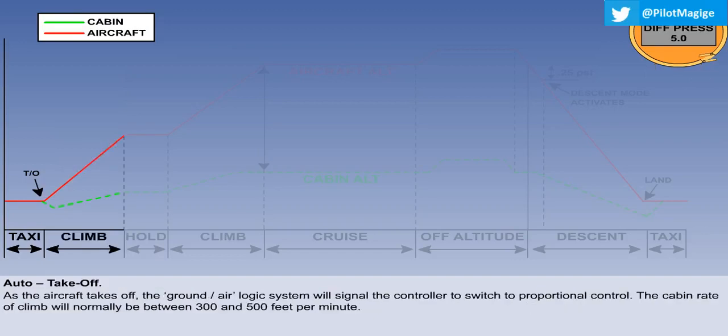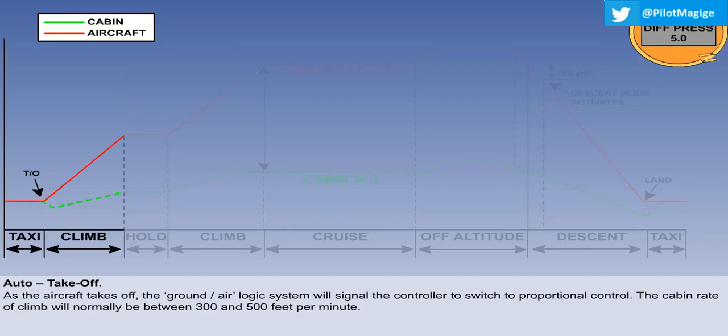As the aircraft takes off, the ground air logic system will signal the controller to switch to proportional control. The controller will sense ambient and cabin pressure and position the outflow valves to control the rate of cabin pressure reduction, or cabin climb, in proportion to the rate of climb of the aircraft, so that slightly less than the maximum permitted differential pressure is attained as the aircraft reaches its cruising altitude.